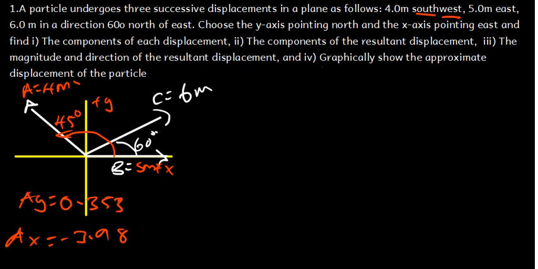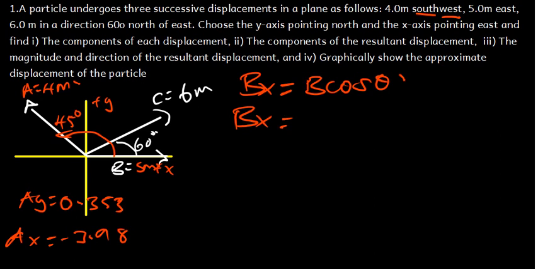Let's go to B. Bx is going to be B cos theta. Whenever we're trying to resolve a vector into its x component, this is the formula: the vector which we have been given times cos theta. So Bx is 5 cos 0, the angle is 0. So our Bx is going to be 5, because 5 cos 0 gives us 5. So I can put it here and say Bx is 5.